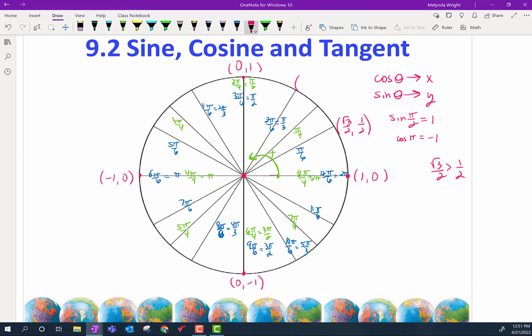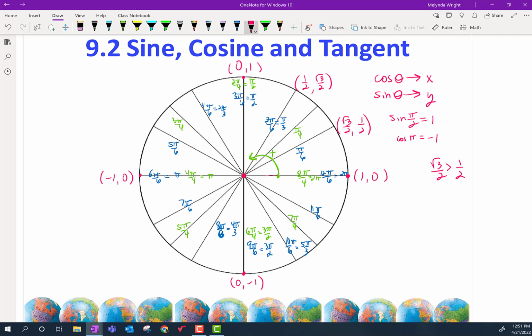So let's look at this other 30, 60, 90 here in the first quadrant. All right, is this angle measure longer along the y-axis or the x-axis? Okay, yeah, it's longer along the y-axis. See how it's taller? It's longer along here. So that means the y value is going to get the bigger number, and then the x value will get the smaller number.